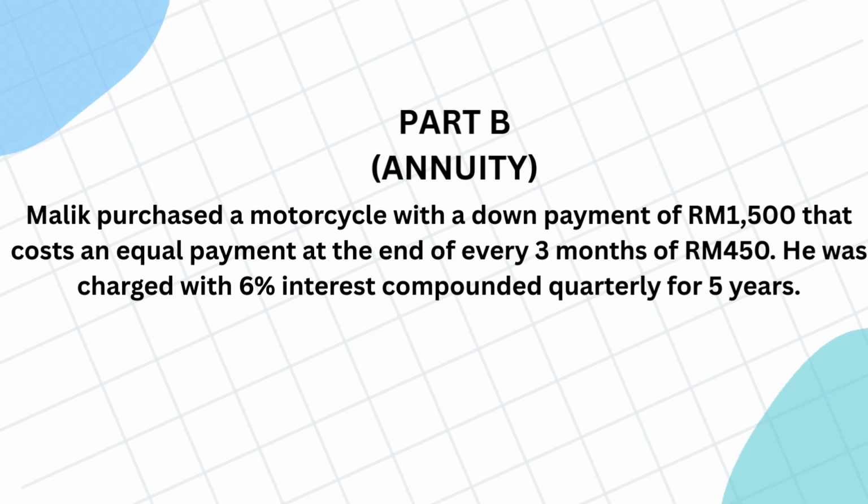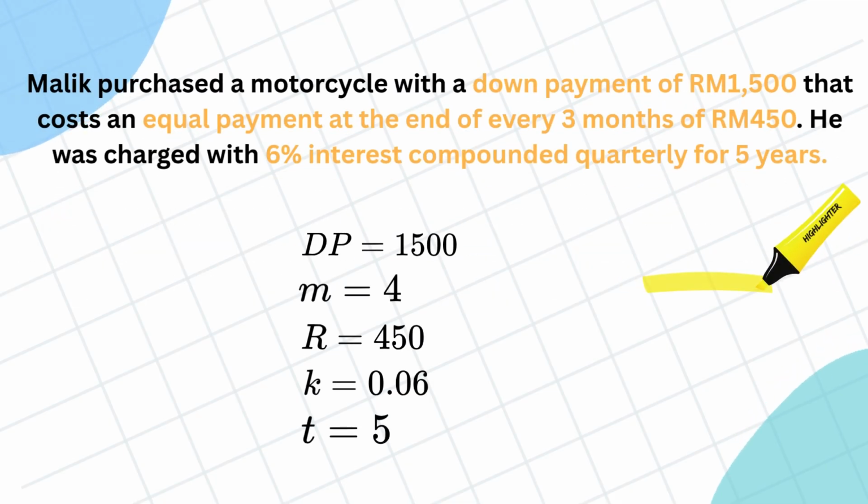Malik purchased a motorcycle with a down payment of 1,500 ringgit and an equal payment at the end of every 3 months of 450 ringgit. He was charged 6% interest compounded quarterly for 5 years. So, from the question, we can extract some information which is DP equals 1,500, M equals 4, R equals 450, K, the interest, equals 0.06 and T, the years, equals 5.